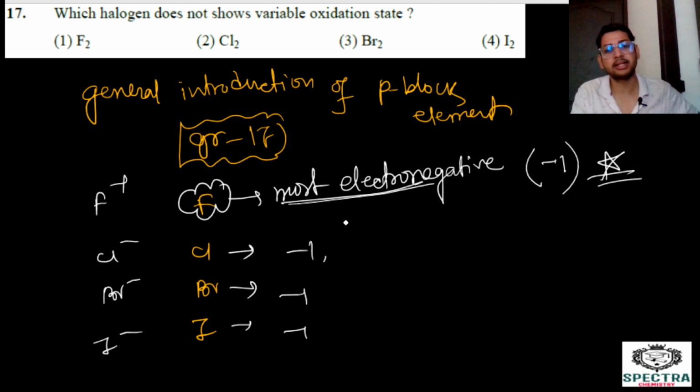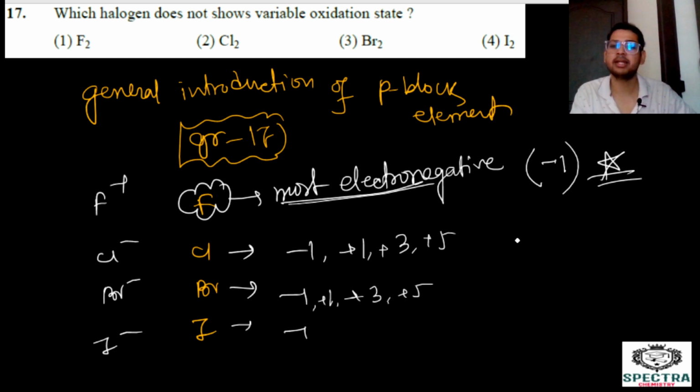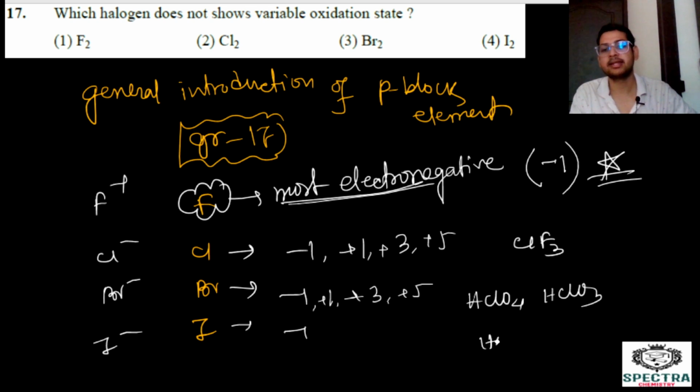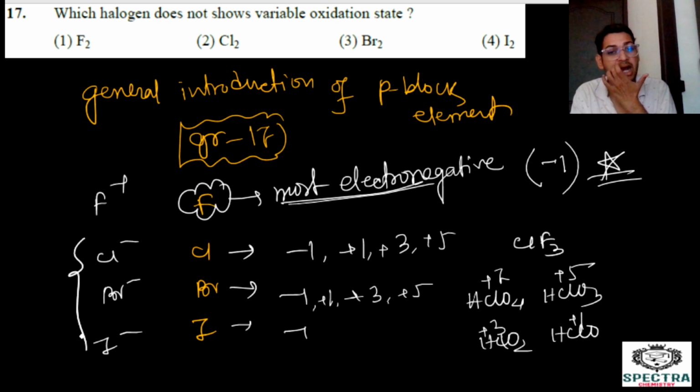Sir, chlorine can show any other thing? Yes, it can show +1, +3, +5, like that. Sir, give us example. You take example ClF3. You take example HClO4, HClO3, HClO2, HClO. This is +7 state, this is +5 state, this is +3 state, this is +1. So all the other halogens can show variable oxidation state.